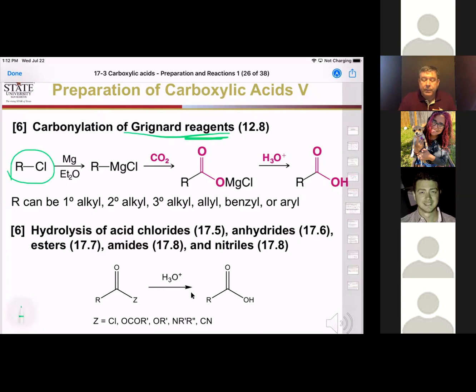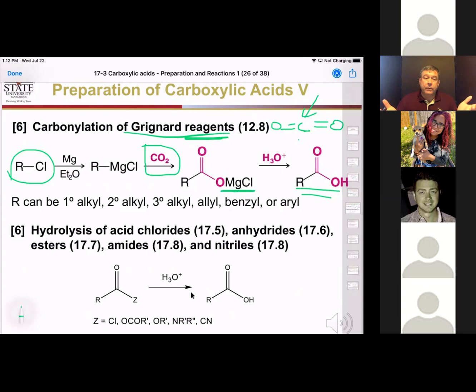The way we do that is just react it with CO2. Because if you remember, CO2 is a dicarbonyl compound, and it reacts like any other carbonyl compound. We get attack of the nucleophile at the center carbon, and then when we hydrolyze it to get rid of the salt, we generate our carboxylic acid. So this is a great way to make even very hindered carboxylic acids. If you can make the Grignard, you can make the carboxylic acid. And it only adds that single carbon from the CO2.